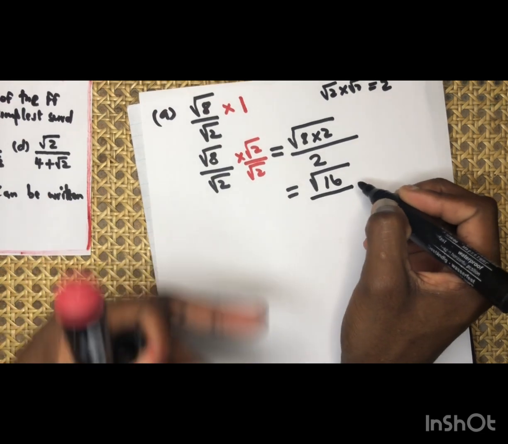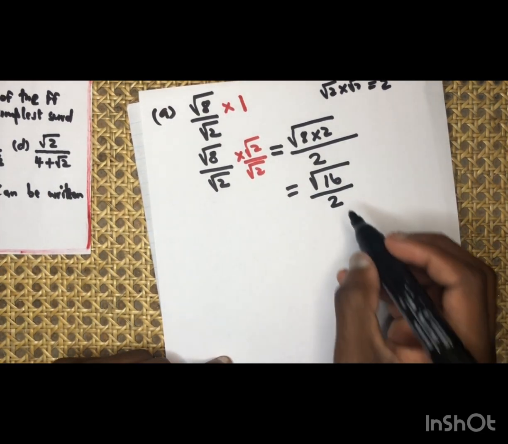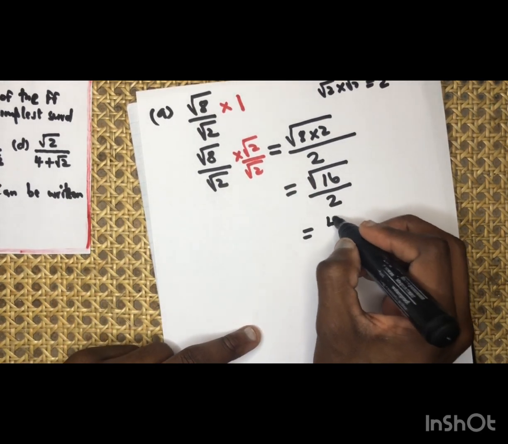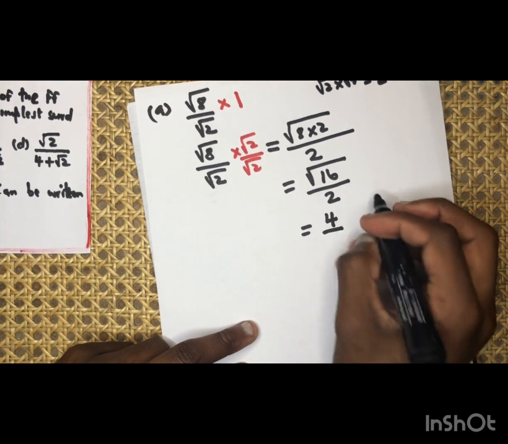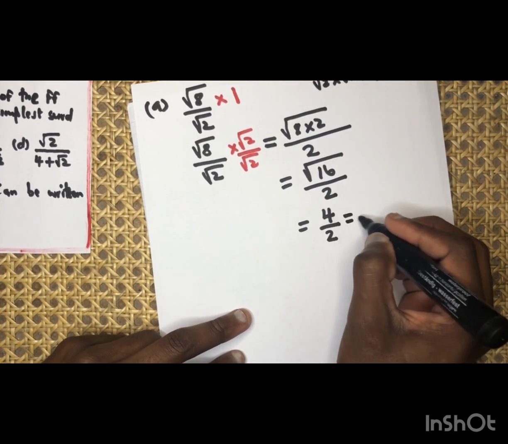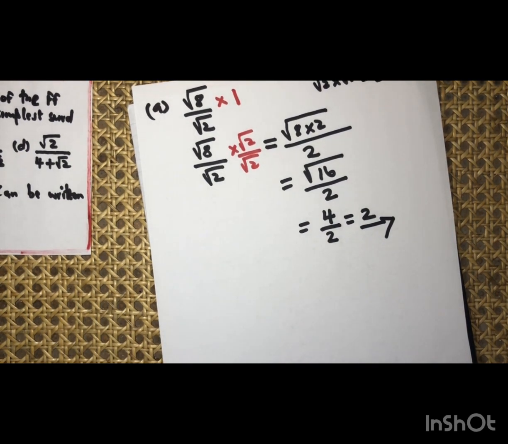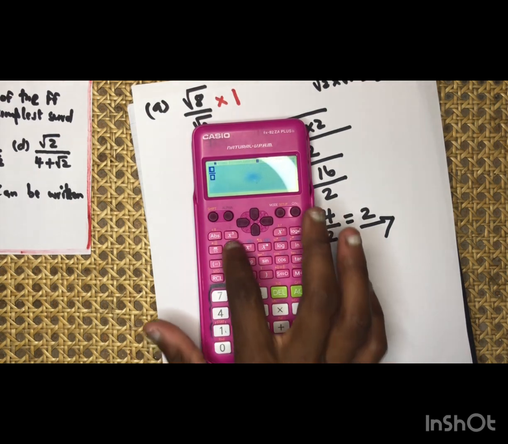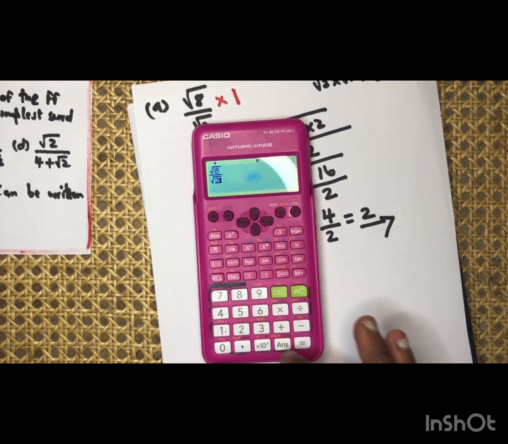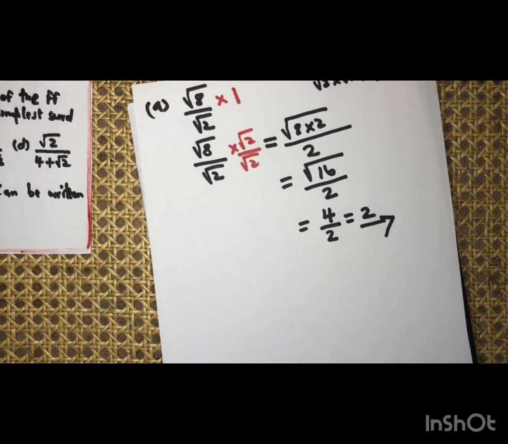Now we know that 16 is a perfect square, all divided by 2. So now root 16 gives us 4. The denominator is 2. So 4 divided by 2, we get 2. So that's your final answer here. Because even if you press on your calculator, root 8 divided by root 2, the answer is 2. So that's your answer, guys.